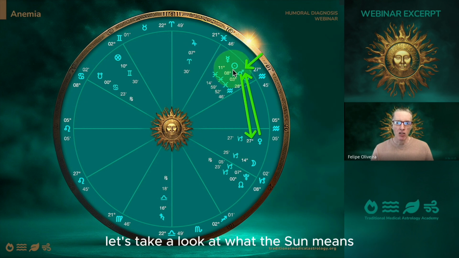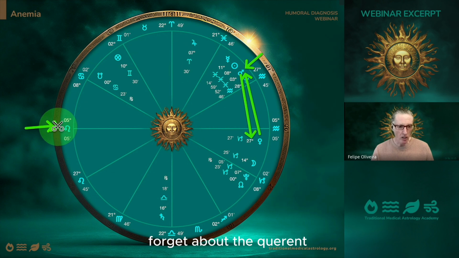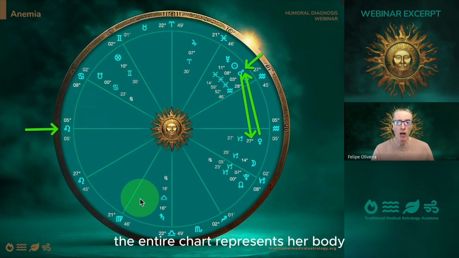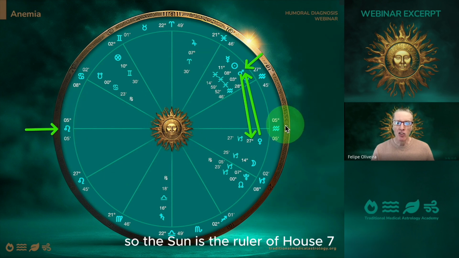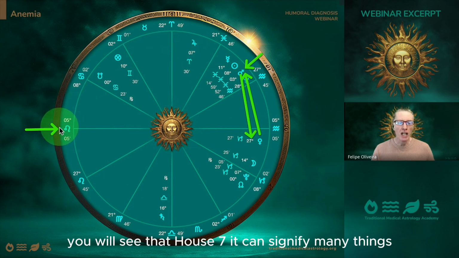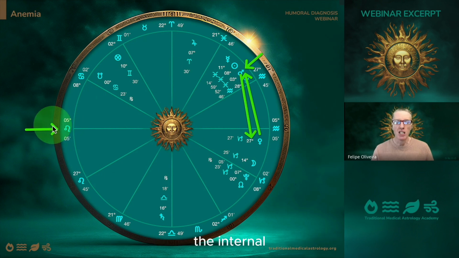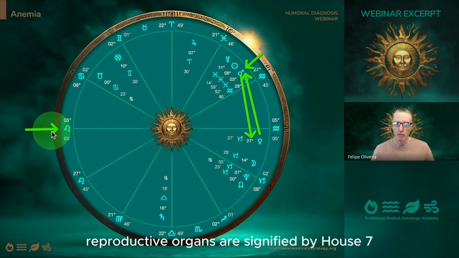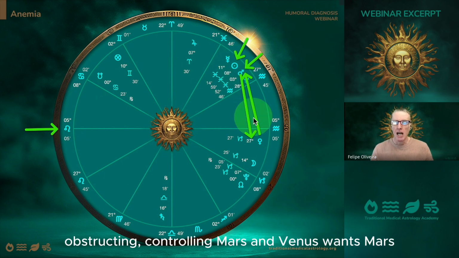That's one question. Let's take a look at what the sun means, because that may give us a clue. Look at the sun. Okay, forget about the querent. The querent is not here. The entire chart represents her body. So this is the anatomy we're looking at. So we're looking at the houses for significators. So the sun is the ruler of house 7 from the first house, that's her house. If we look at one of those tables, you will see that house 7 can signify many things. That's why we need the context, right? She had a strong period discharge. The internal reproductive organs are signified by house 7. Here we have the sun, which is her reproductive organs, hiding or obstructing, controlling Mars, and Venus wants Mars.